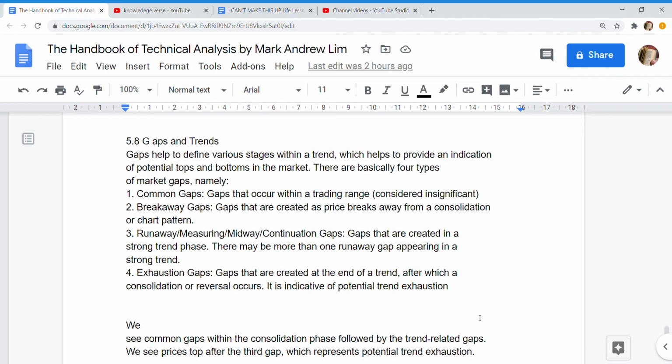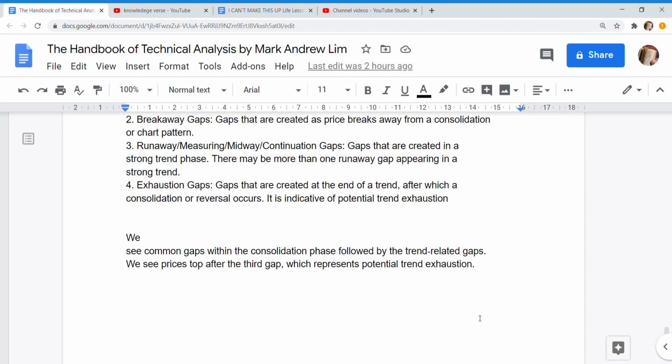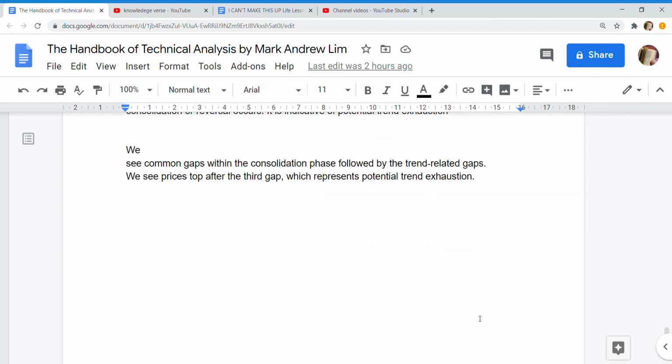2. Breakaway gaps, gaps that are created as price breaks away from a consolidation or chart pattern. 3. Runaway, measuring, midway, continuation gaps, gaps that are created in a strong trend phase. There may be more than one runaway gap appearing in a strong trend. 4. Exhaustion gaps, gaps that are created at the end of a trend, after which a consolidation or reversal occurs. It is indicative of potential trend exhaustion.